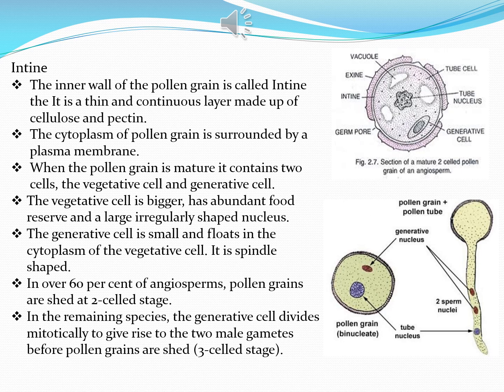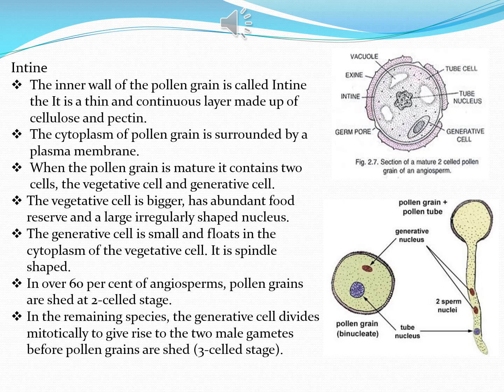Okay, so next line. Over 60% of angiosperms, pollen grains are shed at the two-cell stage. So in 60% of cases, the pollen tube is produced when the grain is at the two-cell stage, right? It will be shed at two cells. When there are two cells, the pollen tubes will be produced.